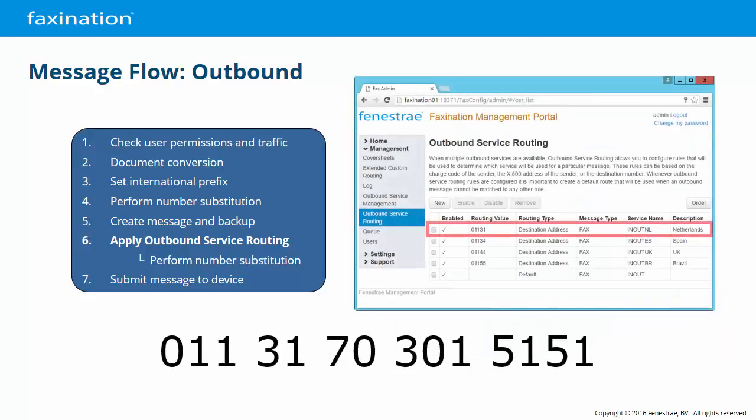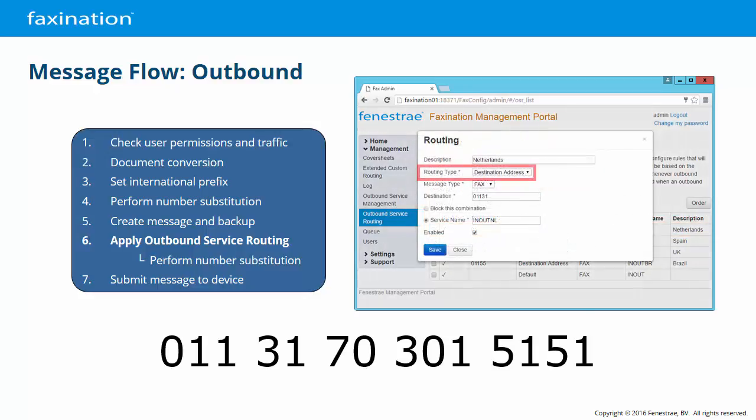In this example, we're sending an outbound fax to 01131, and we have an outbound service routing rule that associates any outbound number beginning with those digits with a remote fax device in the Netherlands called INOUT-NL. So this routing type is based on destination address. For the message type fax, beginning with 01131, use service INOUT-NL, and this rule is enabled.